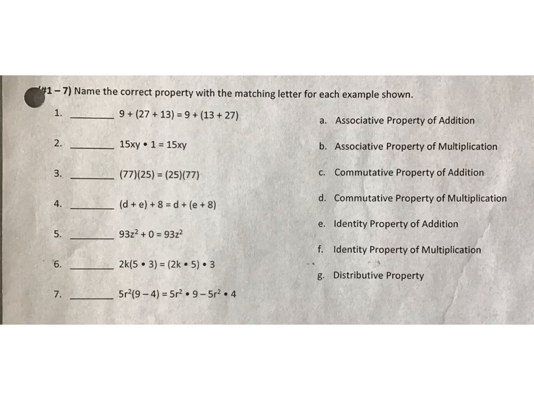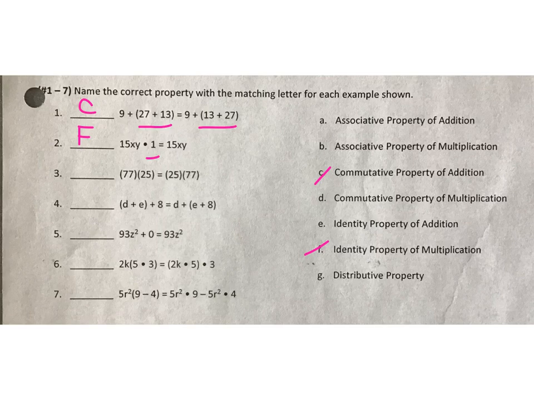So number one, we have the order has changed. Notice that this is 27 plus 13 and this is 13 plus 27. So even though there's parentheses, the order is changing. So it is going to be C, commutative property of addition, because you're adding. Number two, we're multiplying it by 1 to get the same thing. So it's going to be identity property and it's going to be of multiplication because we're multiplying it by 1.